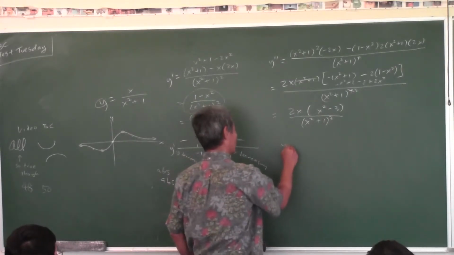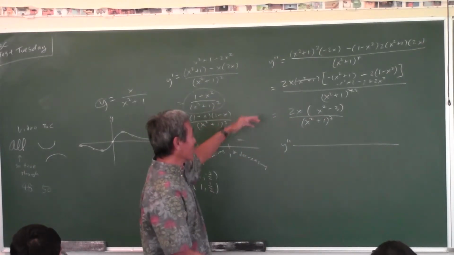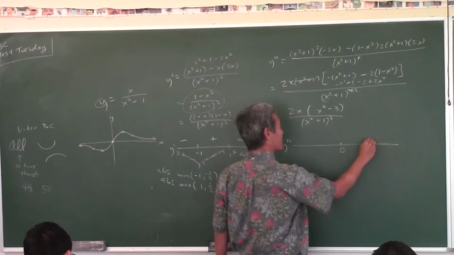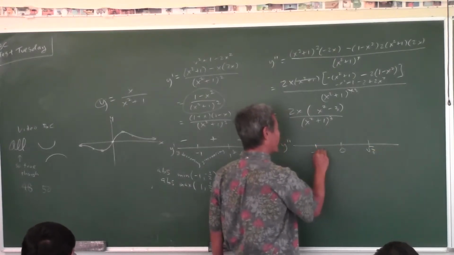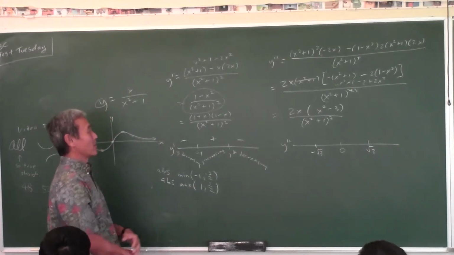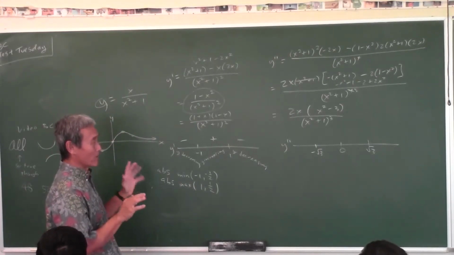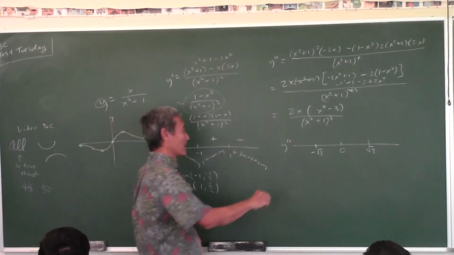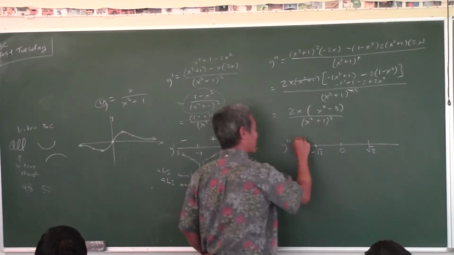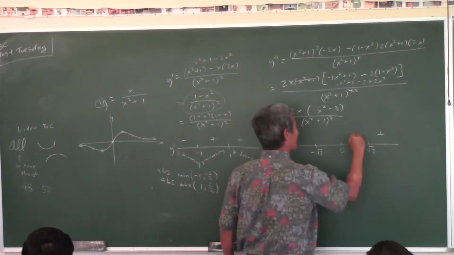So what goes on the number line? What makes the numerator 0? 0 and plus or minus root 3, correct? Don't forget to put the negative root 3. And then, of course, does everybody see the denominator is always positive? So you don't even worry about it. It's squared. Okay, so what is this number line? Is it always plus, or does it alternate, minus plus minus plus?